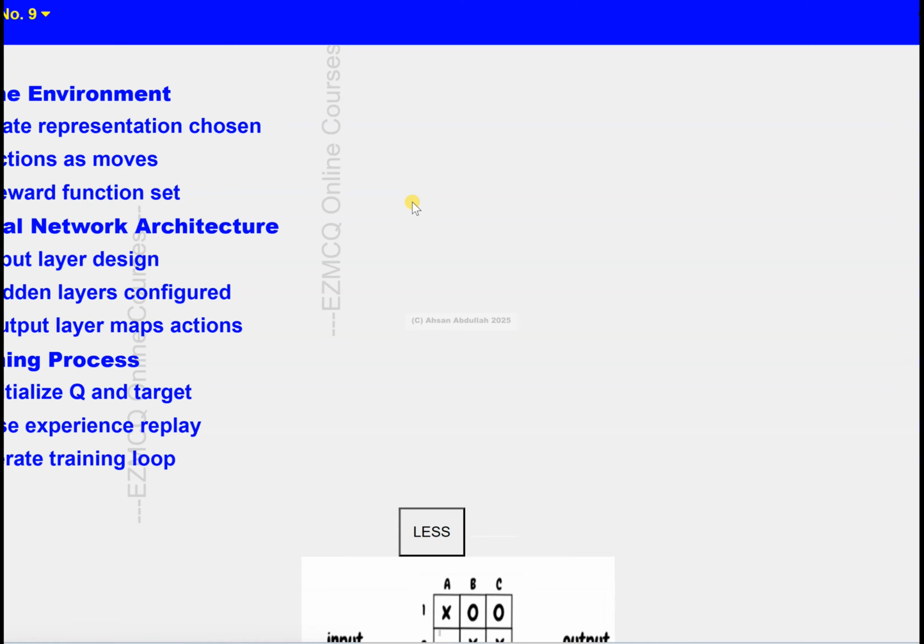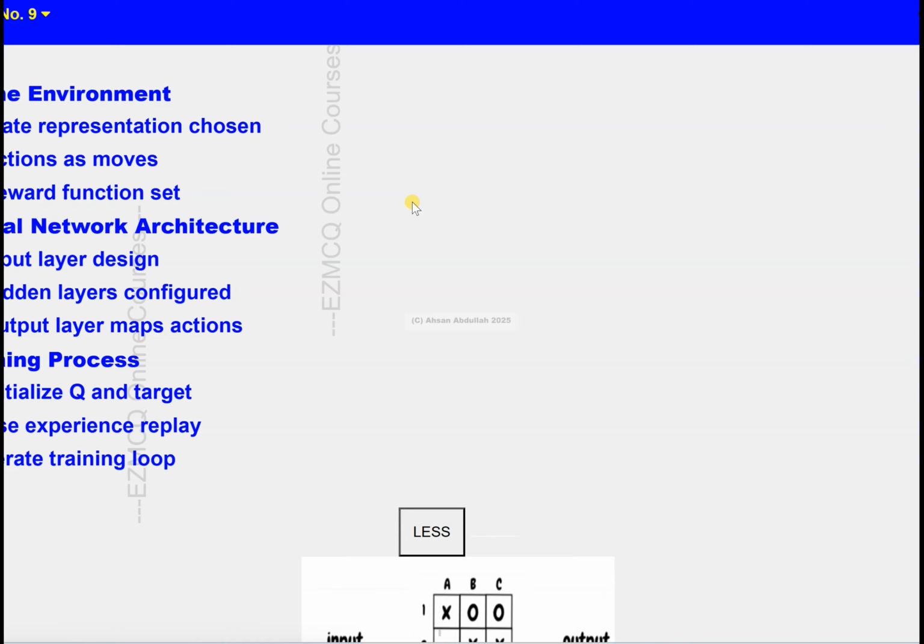Basically, the actions correspond to the nine possible moves. What are those moves? Those moves are placing an X or a zero in any of the nine positions to begin with. And then, as we proceed, the number of positions where we can place X or zero reduces. Now there's a reward function. The rewards are defined based on the outcome of the game. So win is +1, lose is -1, and draw is 0.